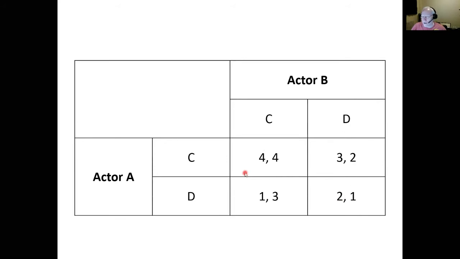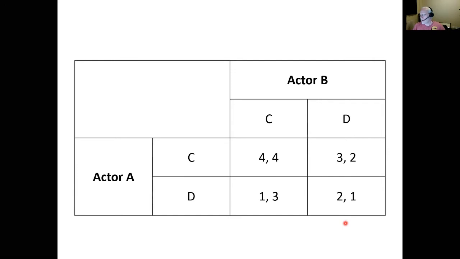And again, we always represent A's preferences first and B's preferences second. So in this example, if we just look at A's preferences, A's favorite is cooperate, cooperate. Second favorite is cooperate, defect. Third favorite is defect, defect. Fourth favorite, or least favorite, is defect, cooperate. When looking at B, B's favorite is cooperate, cooperate. Second favorite is defect, cooperate. Third favorite is cooperate, defect. And then least favorite is defect, defect.